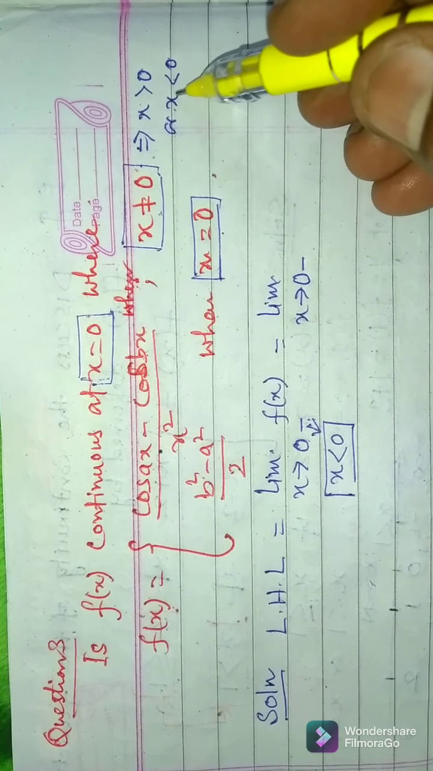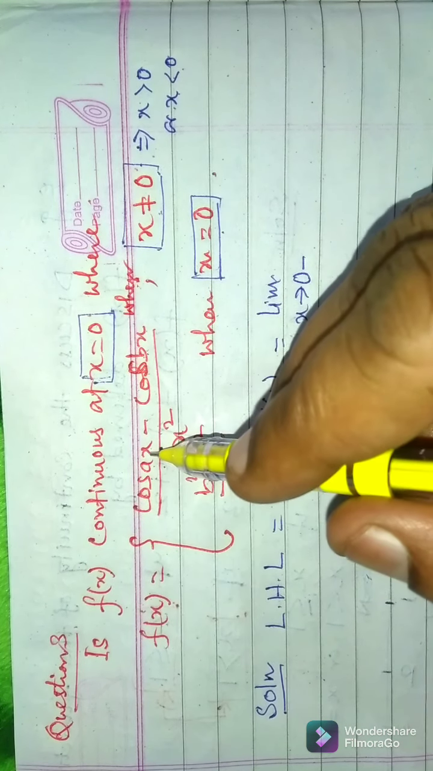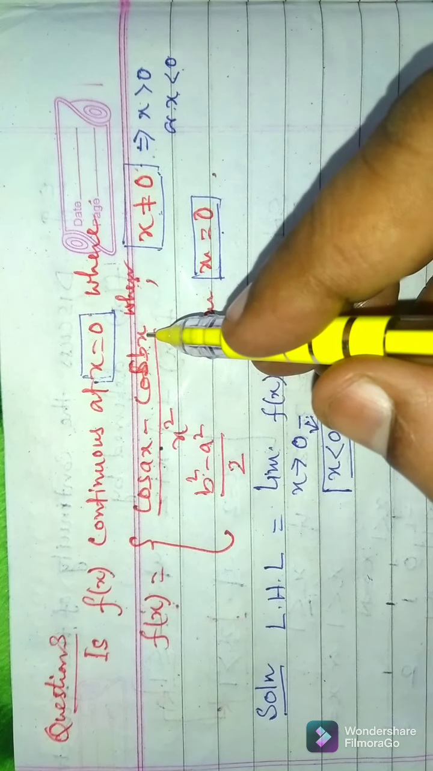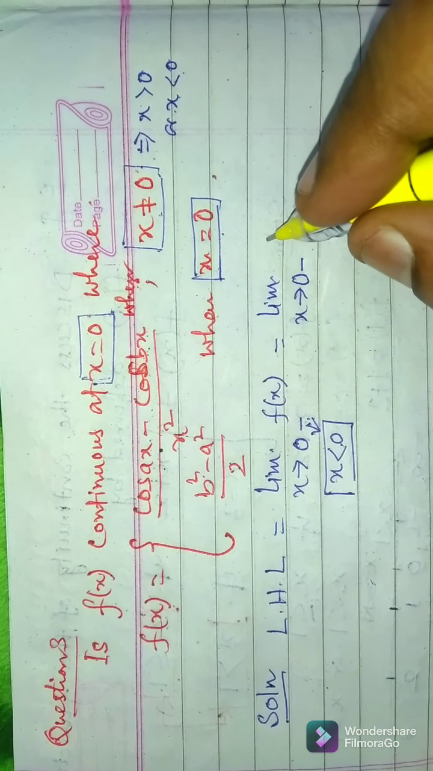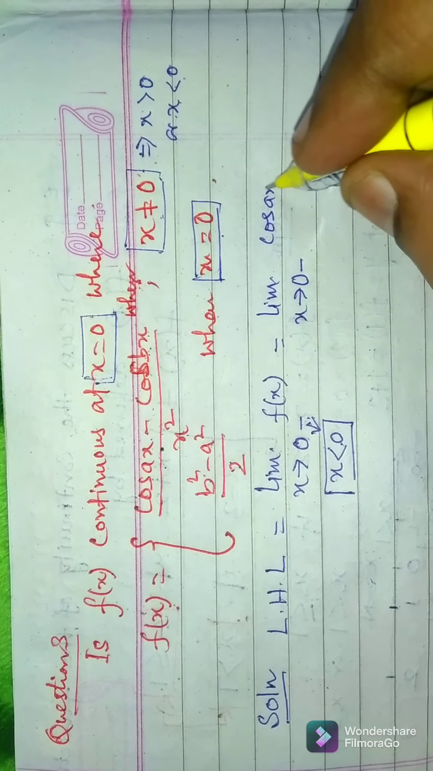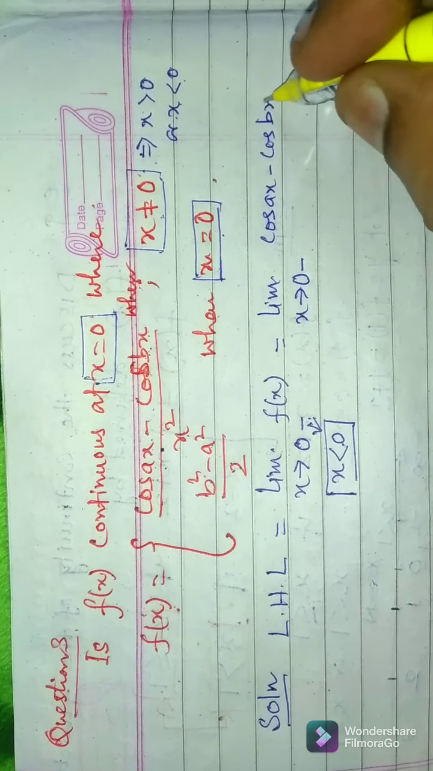So here x is less than 0, which means we have to take the function f(x) equal to (cos ax minus cos bx) upon x square. Therefore we can write limit x tends to 0 minus of (cos ax minus cos bx) upon x square. So now the limit has come.